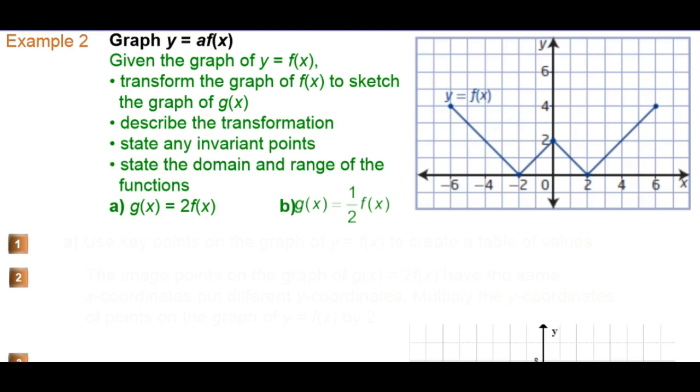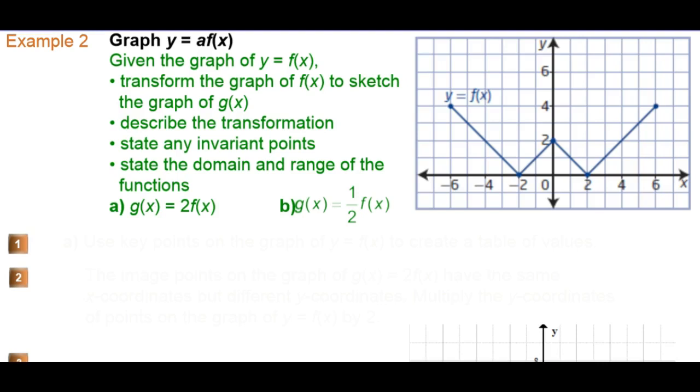The last piece says state the domain and range. For the domain of the original picture, I'll maybe put that in blue since the original picture is blue. The domain means how far it goes left to right. This blue picture goes from -6 all the way to 6, so my x's have to be greater than -6 but less than 6. My range doesn't go into the negatives, and the highest it goes is 4, so your y has to be greater than 0 but less than 4.